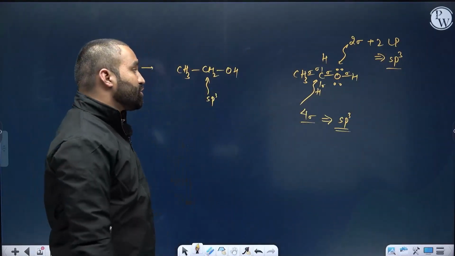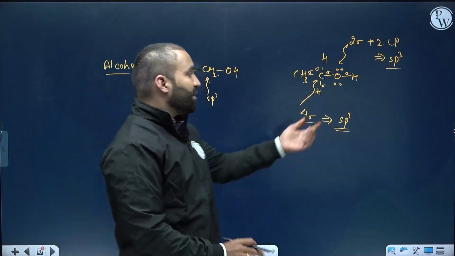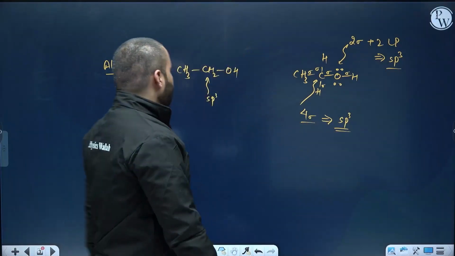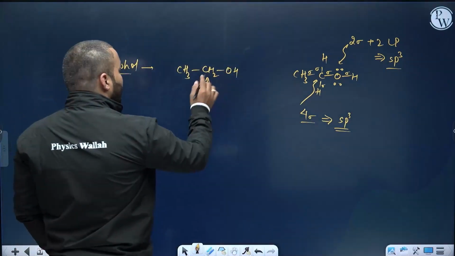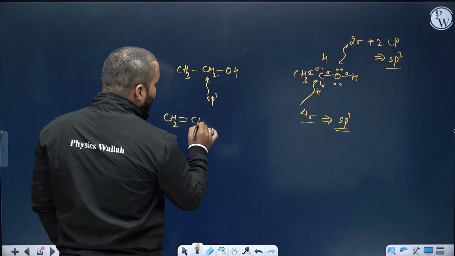Remember, hybridization is of the central atom. It's not of the side atom. So if anybody asks, what is the hybridization of this hydrogen? No hybridization, right? Okay. So now I can have sp3 hybridized. I can also have sp2 hybridized.